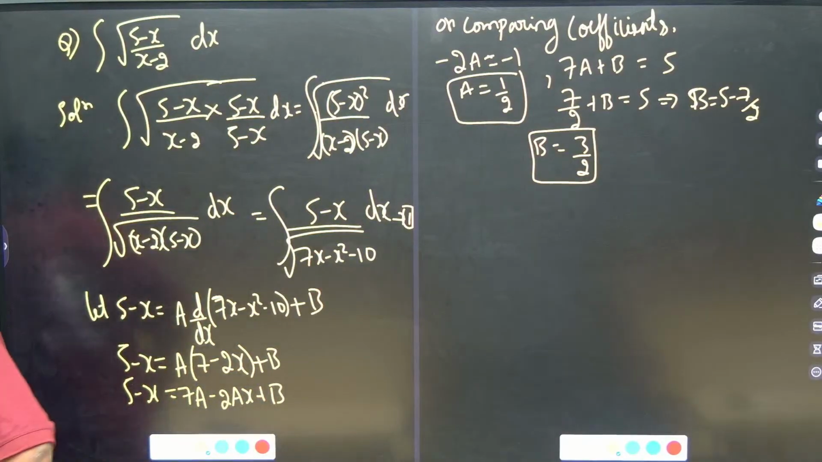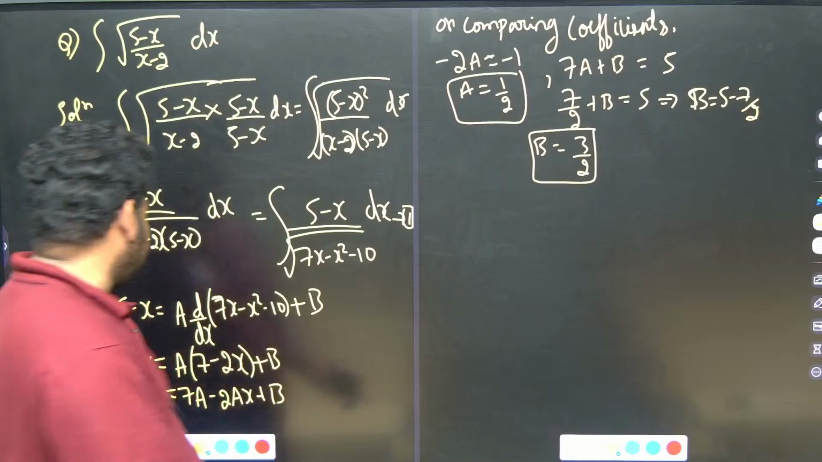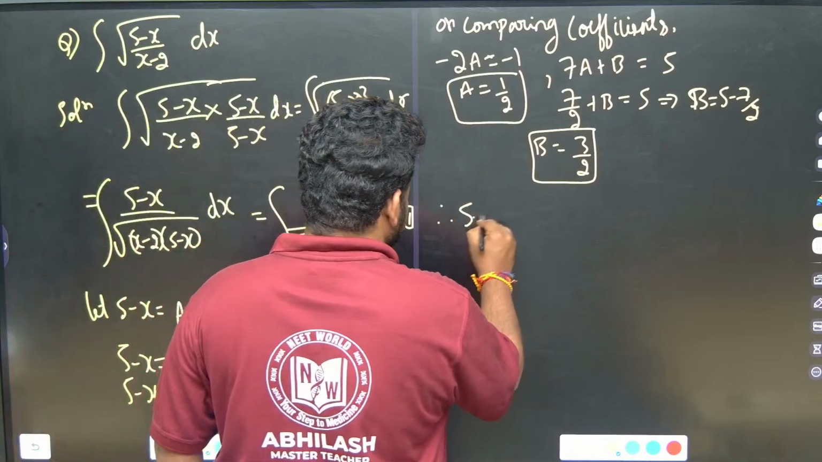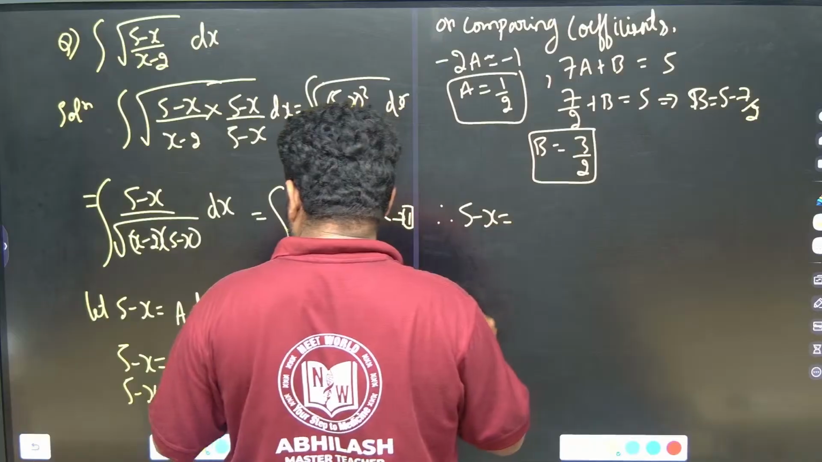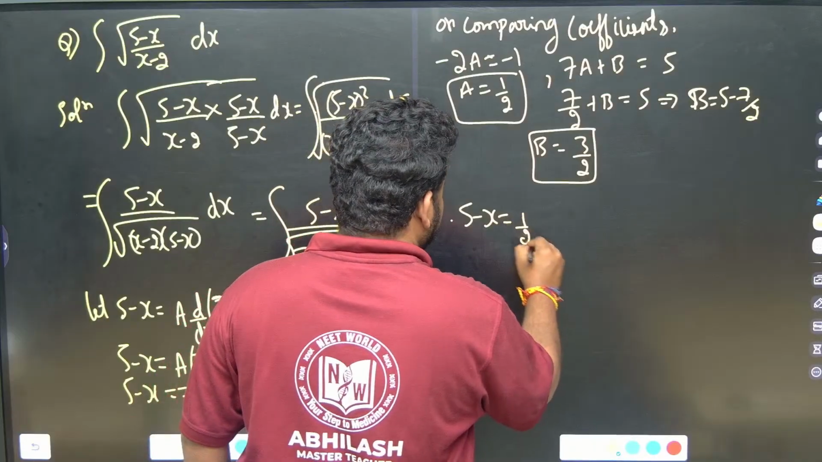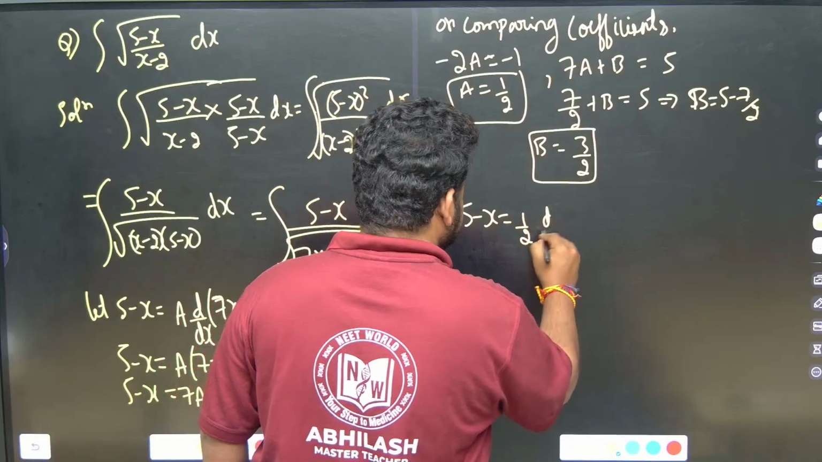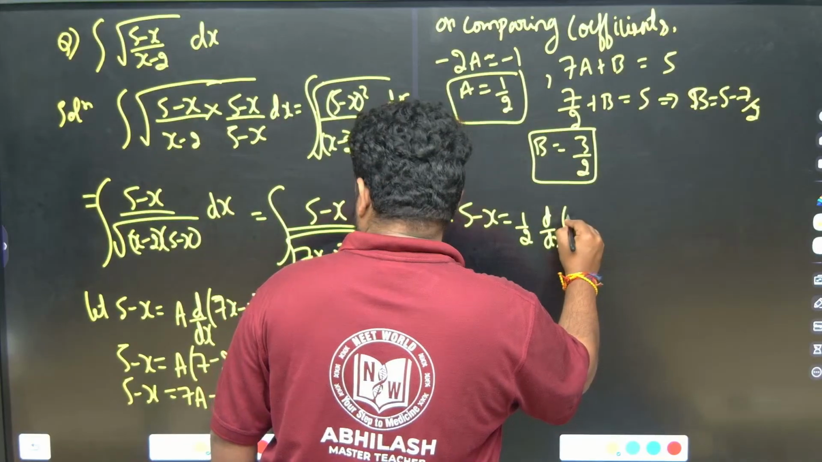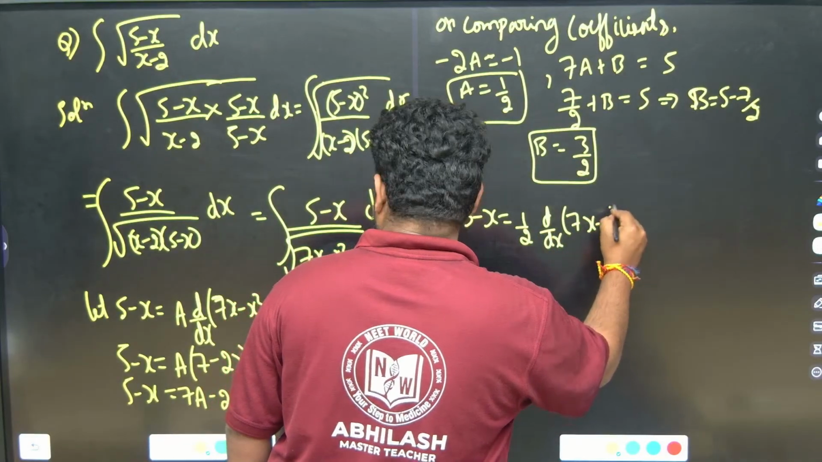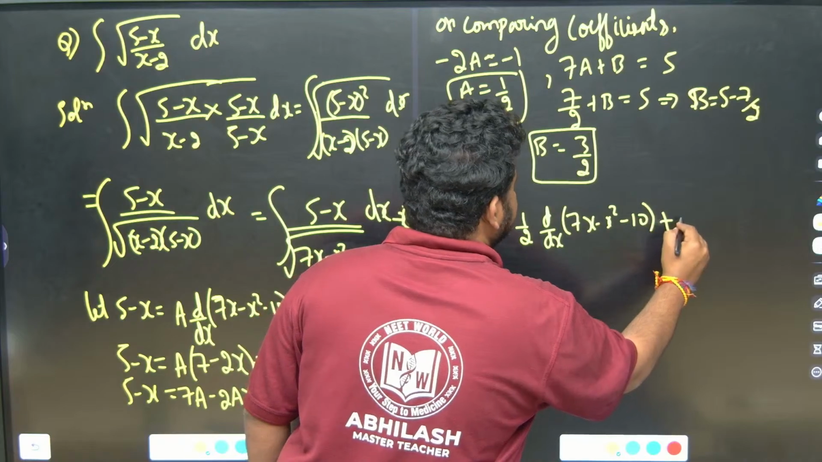A value is 1 by 2 and B value we got as 3 by 2. So therefore, 5 minus x would be equal to A, which is 1 by 2, into d by dx of 7x minus x square minus 10, plus B, which is 3 by 2.